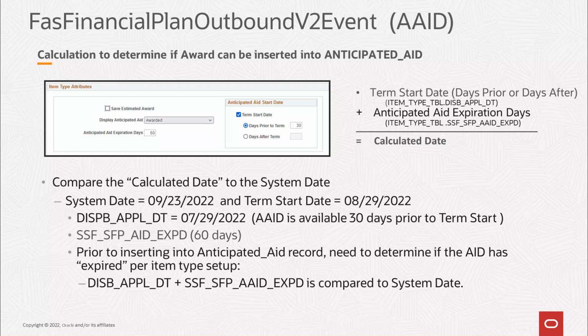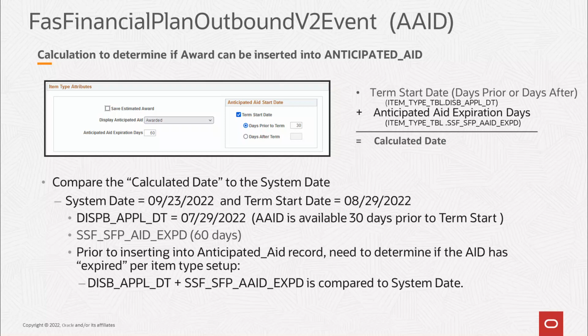In this example, the system date is September 23, 2022, and the term start date is August 29, 2022. The item type setup indicates the anticipated aid start date is 30 days prior to the term, which would equate to July 29, 2022. This date is represented in the DISPB_APPL_DT field. Next, the anticipated aid expiration days are reviewed, and in this example is set to 60 days.